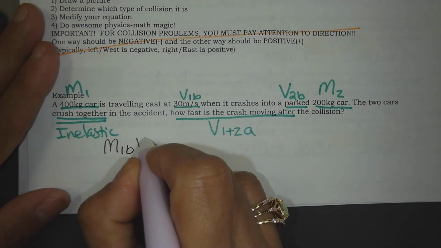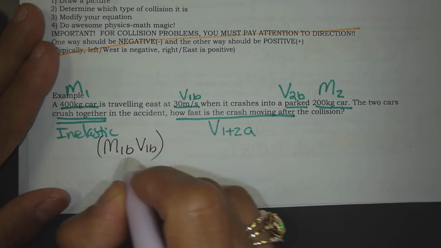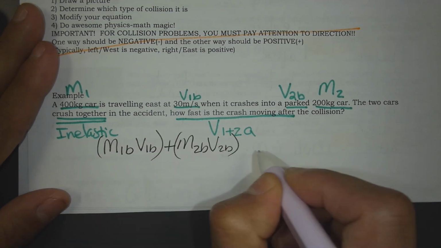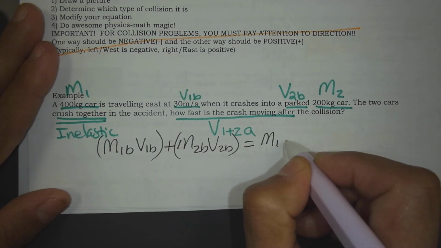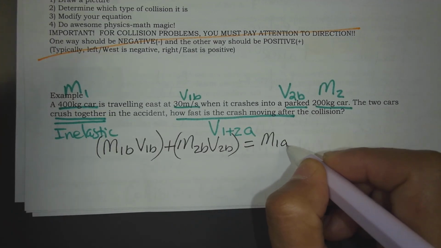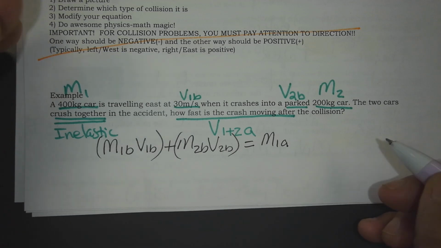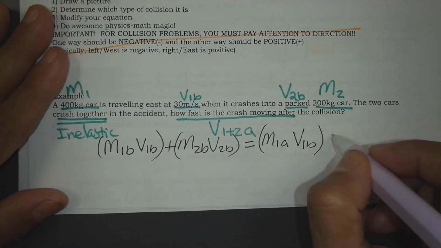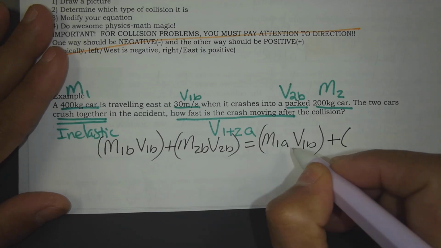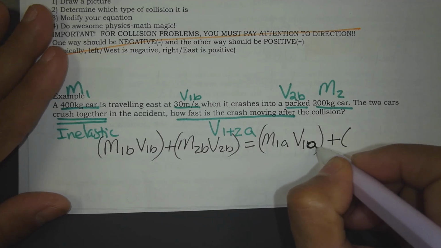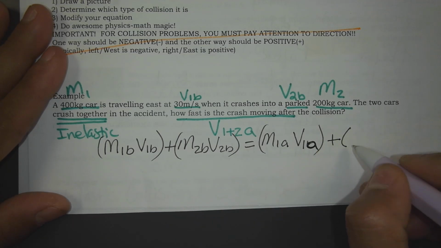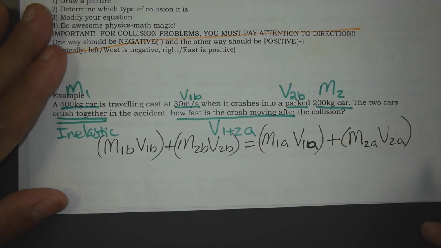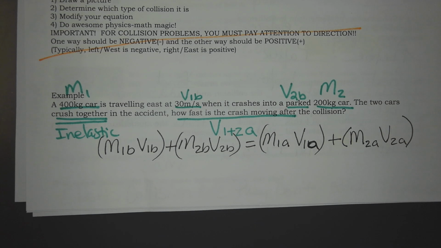M1B, V1B plus M2B, V2B equals M1A. And again, I don't have to put an A or B for the mass because it will always be the same. V1B, I'm going to add that to A, forgive me, because this is after the collision. M2A, V2A, right? The before versus the after.